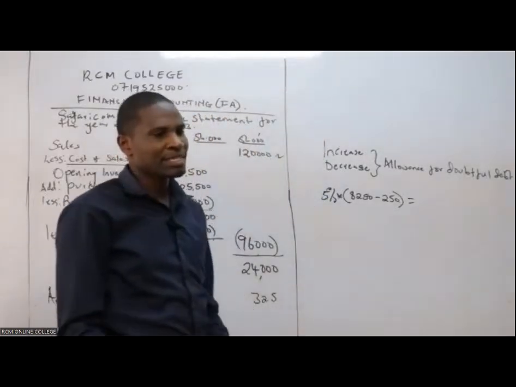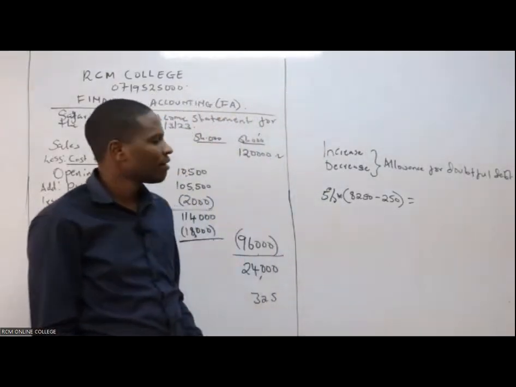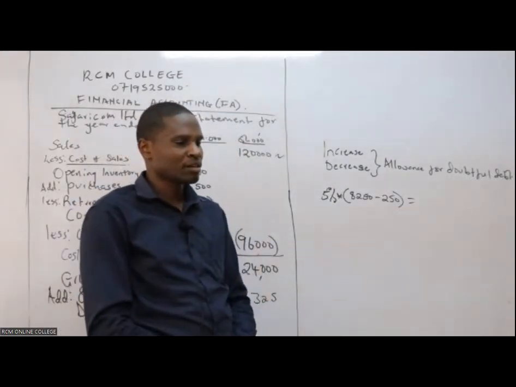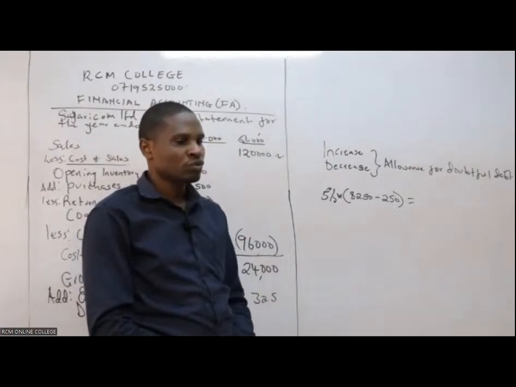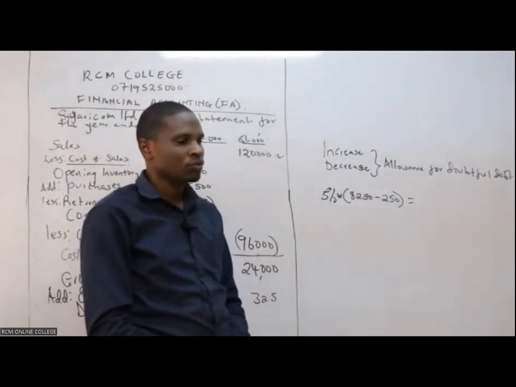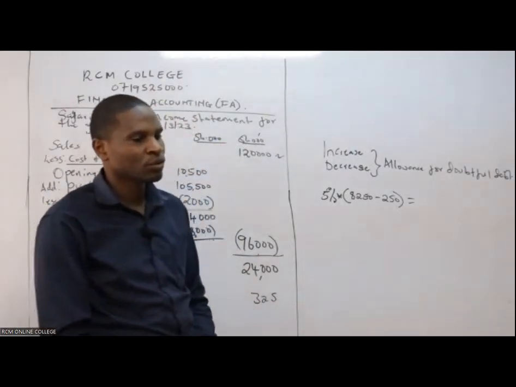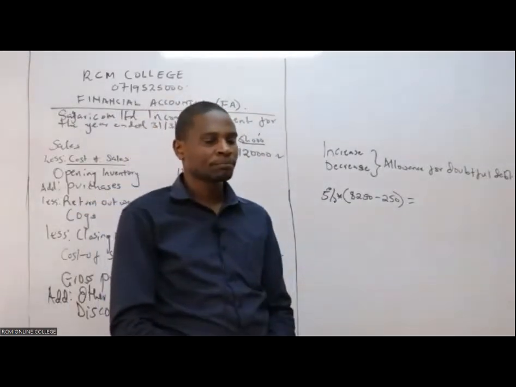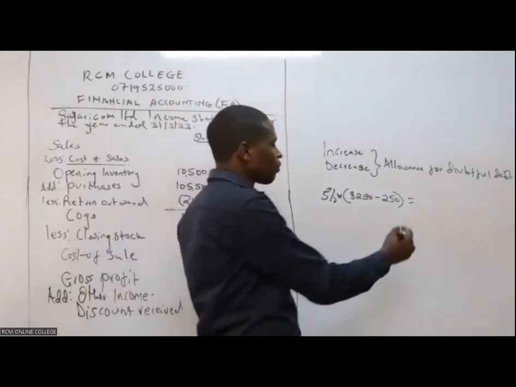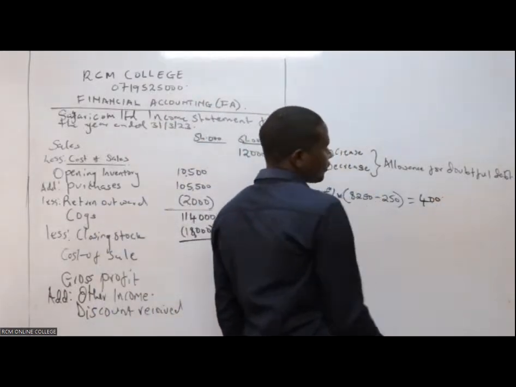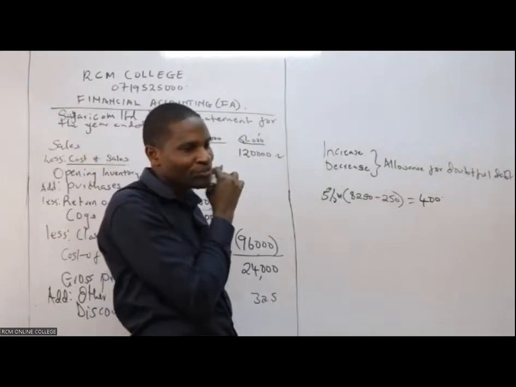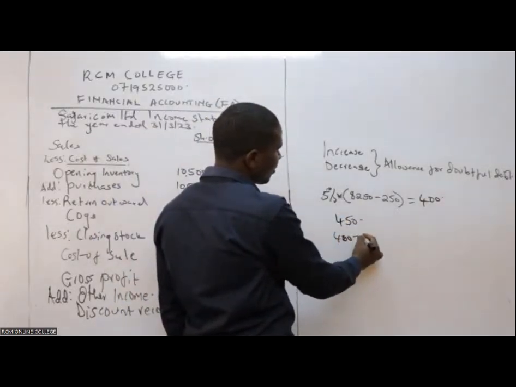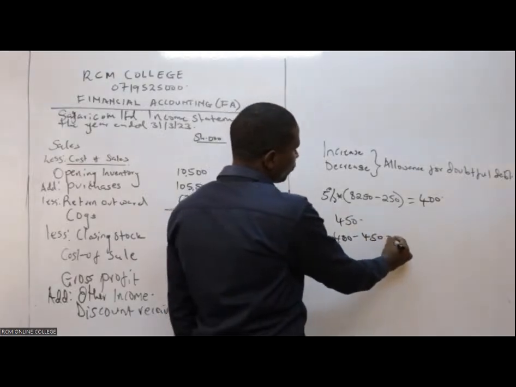How much do we get as allowance? What was allowed? 5% of 8,000. It was allowed, that was the provision. The provision was given for 50 and then allowance was 5%. So can you give me 5% of 8,000? 400. And the provision, if you look at it, was for 450. So it will be 400 minus 450, which will give you minus 50.